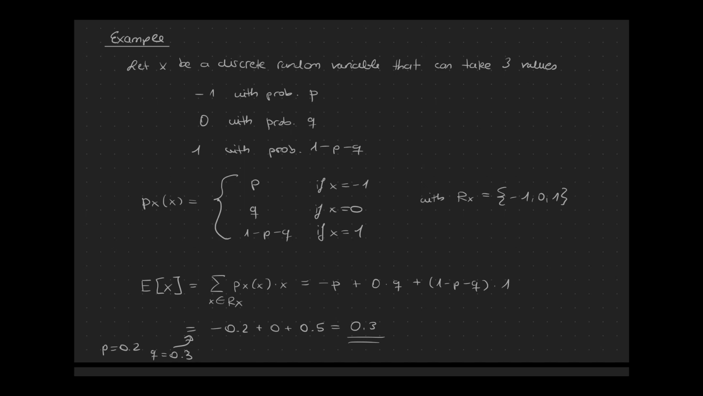which is equal to, if we plug in example values, for example p equal to 0.2 and q equal to 0.3, 0.3. And this makes sense because we have -1 with a probability of 0.2, 0 with a probability of 0.3, and with 0.5 we get 1. So of course we would expect that our expectation value is greater than 0, and it's exactly 0.3.